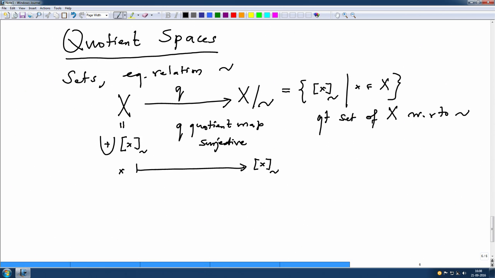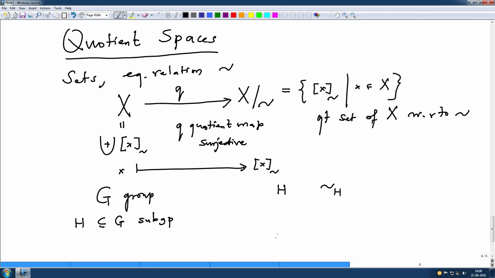So, just to give an example, suppose you have a group G and a subgroup H. Now, of course, H will define an equivalence relation.